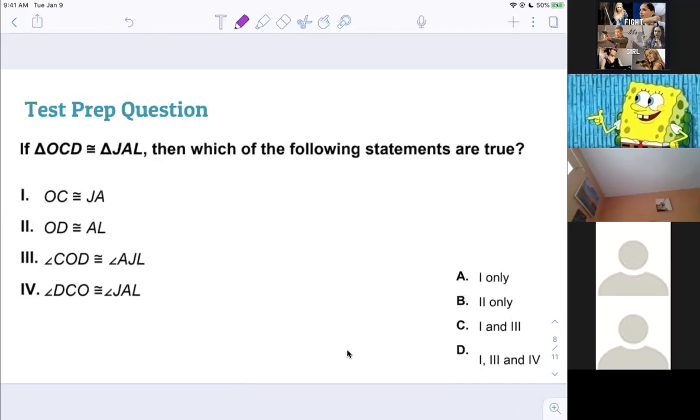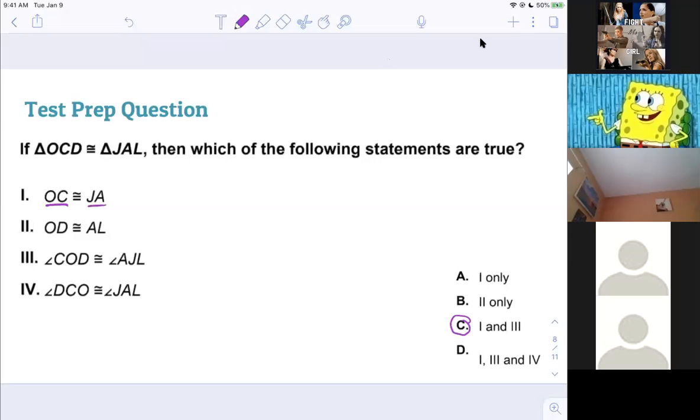Okay, here we go. Let's see what happened. So answer choice C was the winner. Answer choice C says 1 and 3. So we have to check each and every one, starting with option 1. Option 1 says OC is congruent to JA.